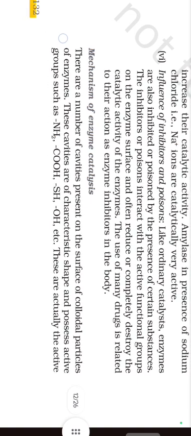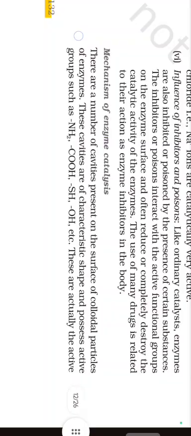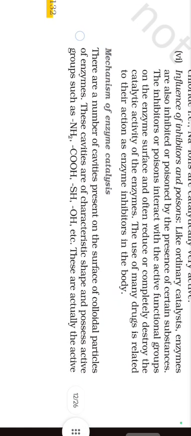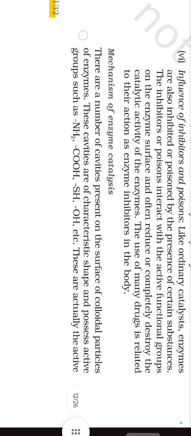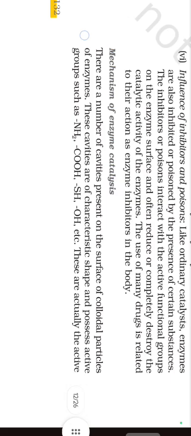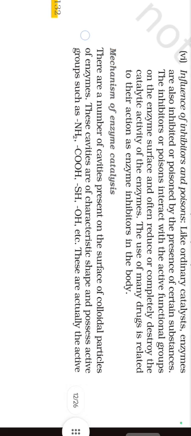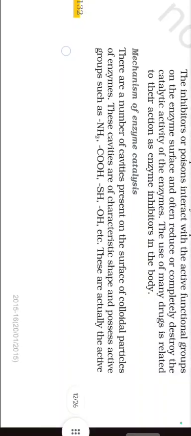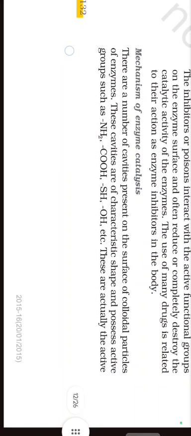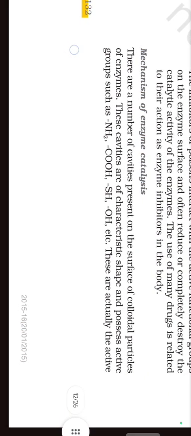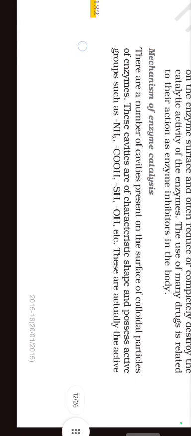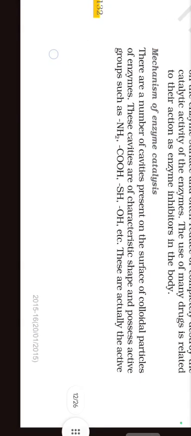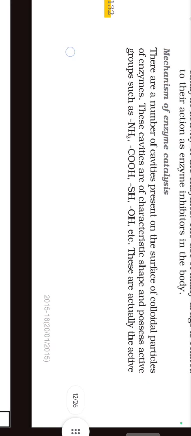Sixth, influence of inhibitors and poisons. Like ordinary catalysts, enzymes are also inhibited or poisoned by the presence of certain substances. The inhibitors or poisons interact with the active functional groups on the enzyme surface and often reduce or completely destroy the catalytic activity of the enzymes. The use of many drugs is related to their action as enzyme inhibitors in the body.